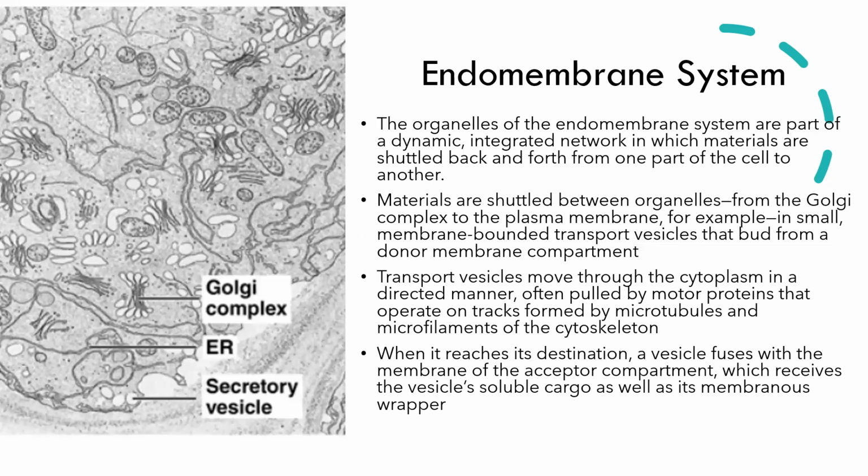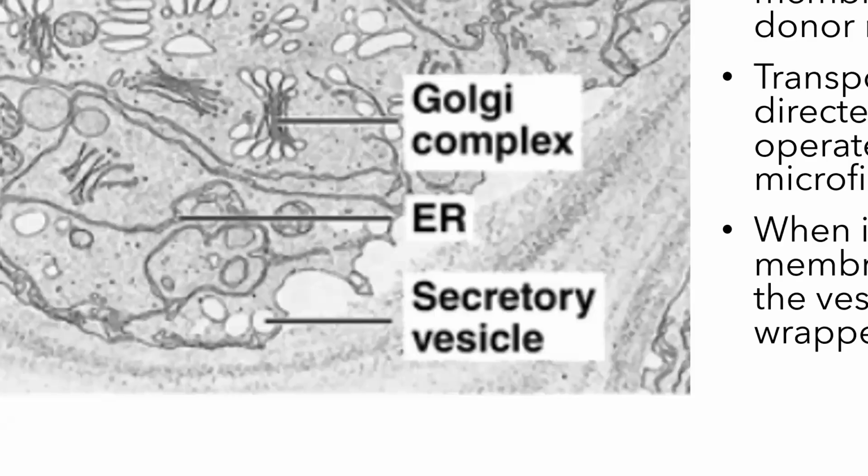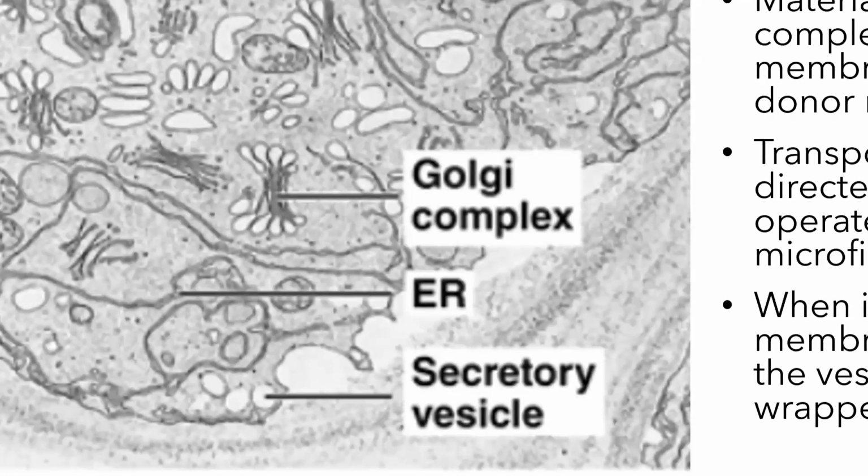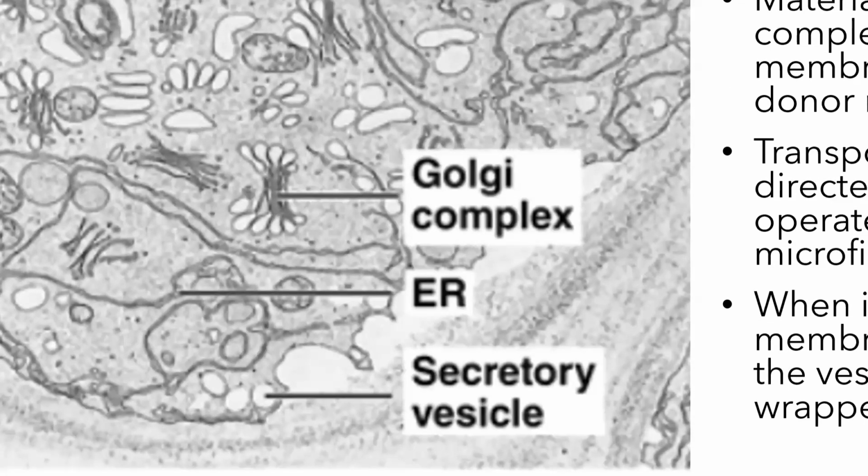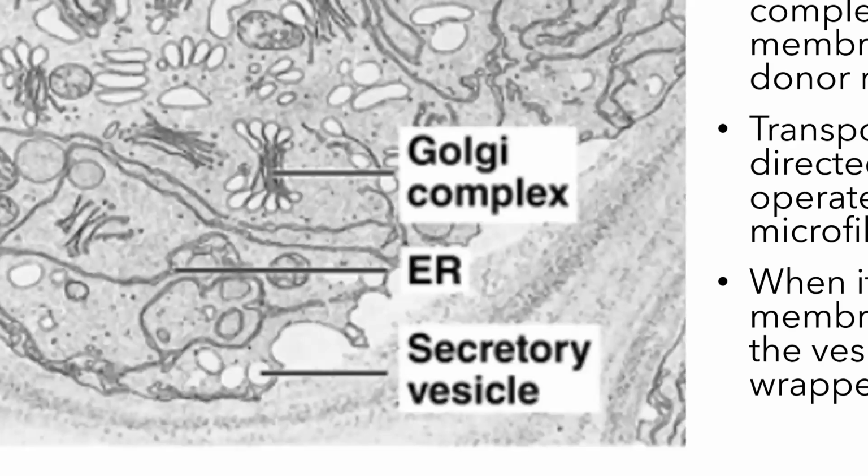So here is a transmission electron micrograph of several parts of the endomembrane system. Let's look at this one fully. We have here the Golgi complex, the one that looks like a bunch of cotton buds. And then you have the endoplasmic reticulum. And then these small clear vesicles at the bottom are the secretory vesicles.